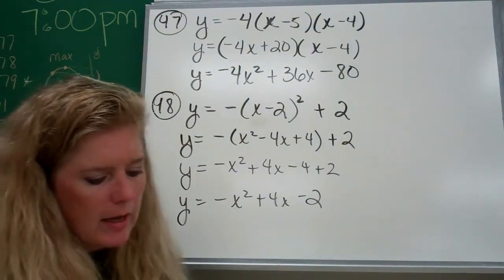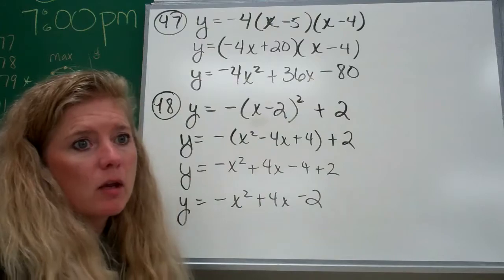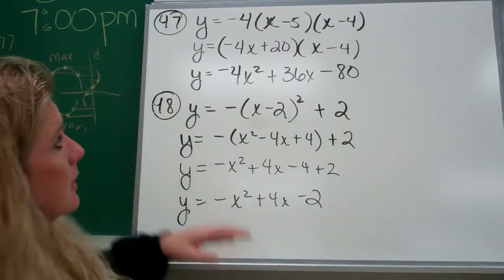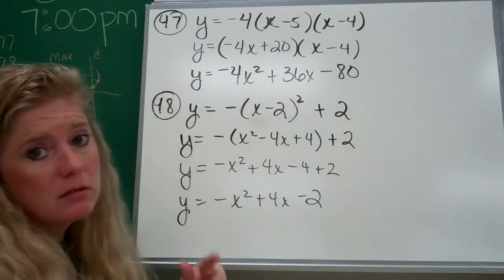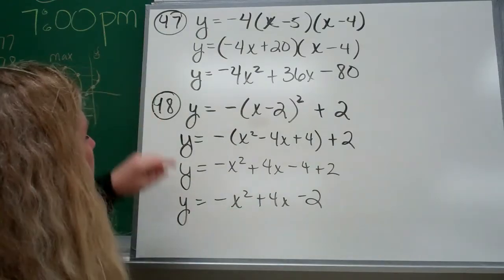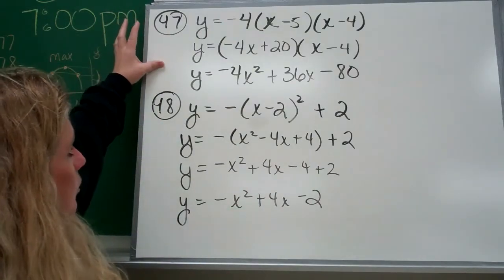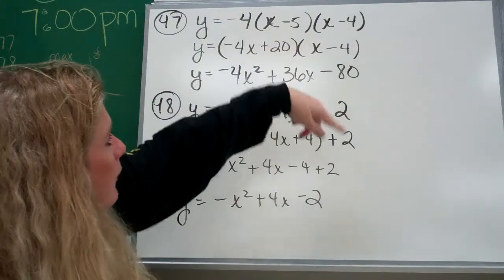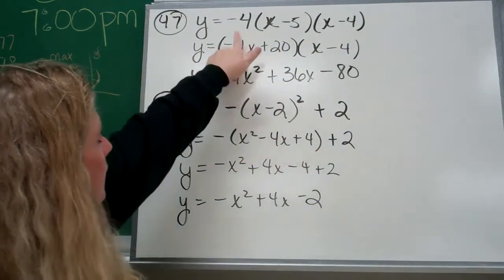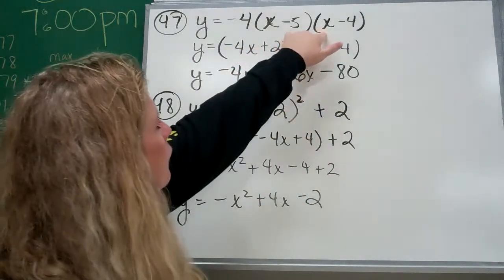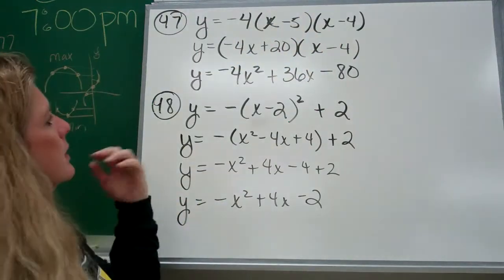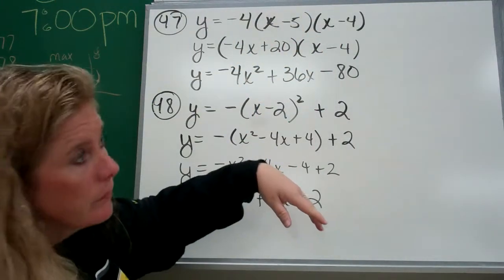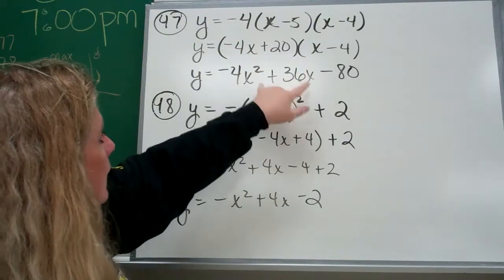47 and 48 are to write in standard form and graph. I'm going to skip the graphing part because I just graphed two just like these, the last two examples. But to write it in standard form, this is given in factored form, so you just multiply. Multiply from left to right. You could have FOILed and then distributed the -4, it doesn't matter. You get the same answer. But I distributed and then I FOILed.